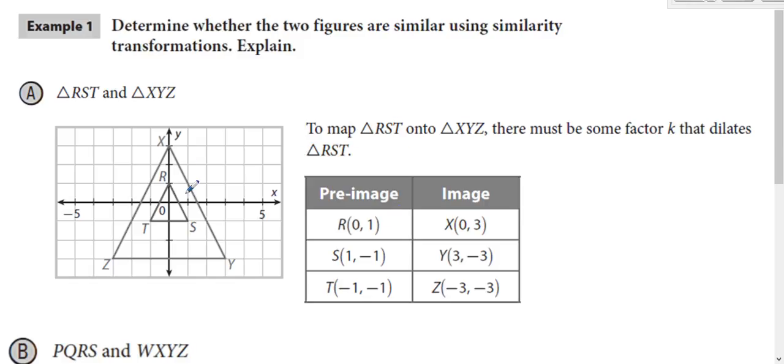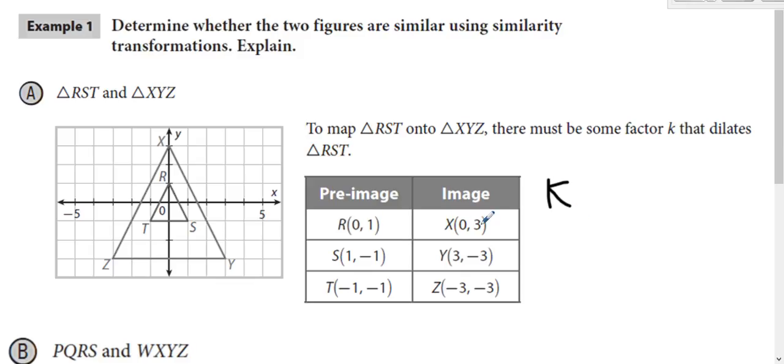So it says RST, that is the pre-image. 0, 1, negative 1, negative 1, and 1, negative 1. There's the coordinates. And in the image, 0, 3, 3, negative 3, and negative 3, negative 3. So if this is a dilation, a transformation, there's a k value that we can multiply the coordinates by and get those new numbers.